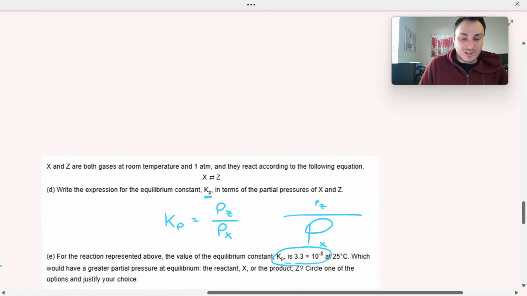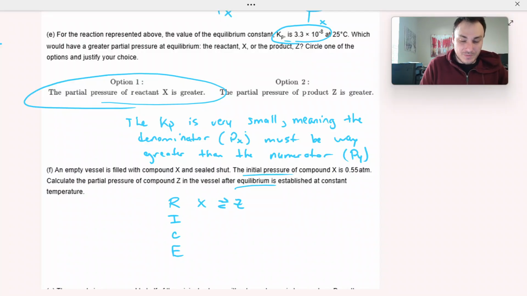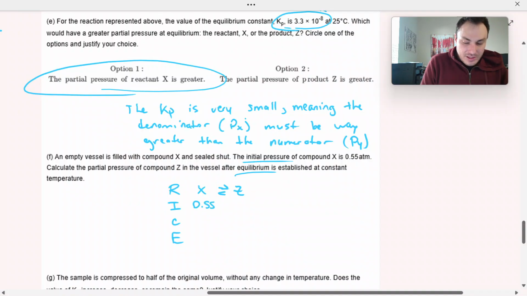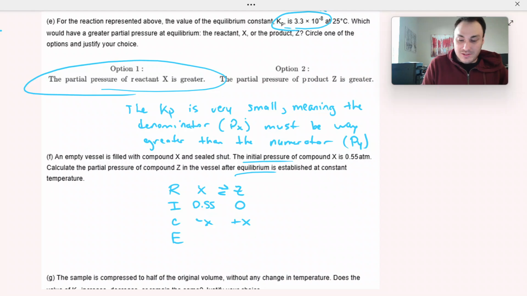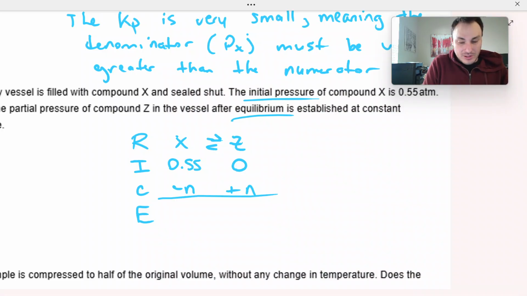The reaction is pretty simple. It's just X turns into Z. So we're going to write X, Z up here for equilibrium. We have 0.55 atm of X, and we don't have anything of Z. X is going to go down as Z goes up. It's kind of awkward to use X as my variable here, so let me just pick a different variable. We'll go with N, so minus N and plus N, and then for the pressure of X, it's 0.55 minus N, and for Z, it's just going to be N.